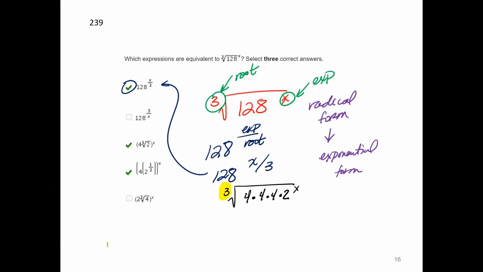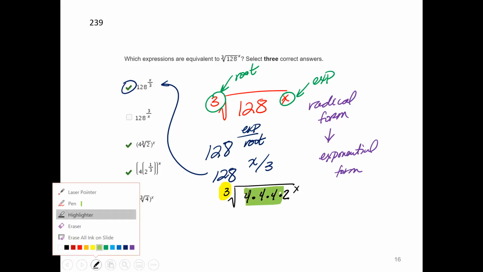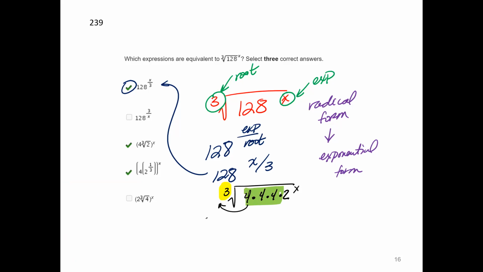Do I have 3 of a kind here? I think so. I have a 4. There's 3 4s. So then I could take that out. And what it'll look like is I have a 4 on the outside, cube root 2 to the x. And then guess what? That matches the next one right there. So I have one more that I can select, okay?